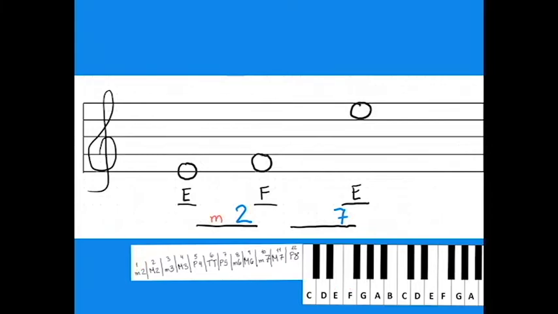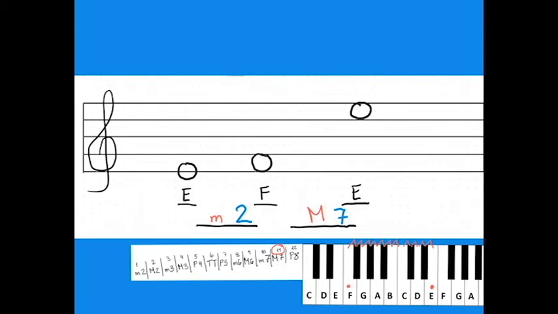Our inverted interval is F up to E. So here's F and here's E. And we're going to count our half steps. 1, 2, 3, 4, 5, 6, 7, 8, 9, 10, 11. And 11 correlates to a major seventh. So we'll add our quality. So our original interval E to F was a minor second, and the inverted interval F to E was a major seventh.